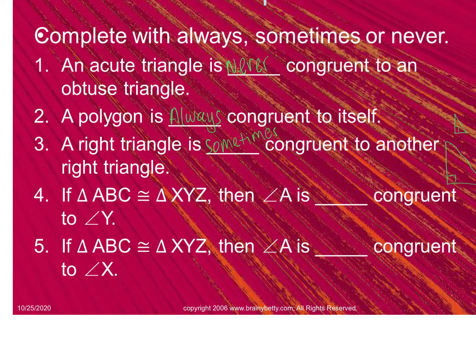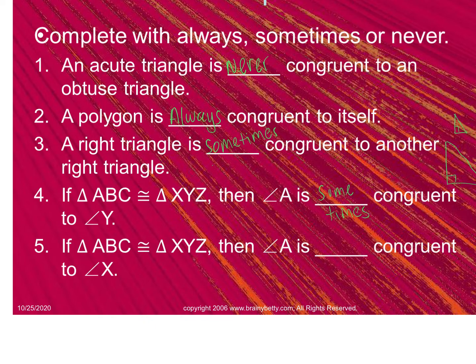Okay. If triangle ABC is congruent to triangle XYZ, then angle A is blank congruent to angle Y. Never is what we initially think the answer is. But what if I told you that ABC was an equiangular triangle? What does equiangular mean? All angles are the same. In other words, all angles are how many degrees? 60 degrees. So if both of these triangles were equiangular, wouldn't angle A still be congruent to angle Y? So what is the actual answer here? Sometimes, okay?